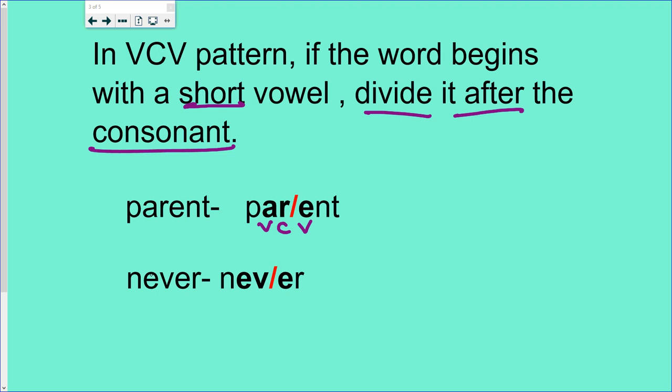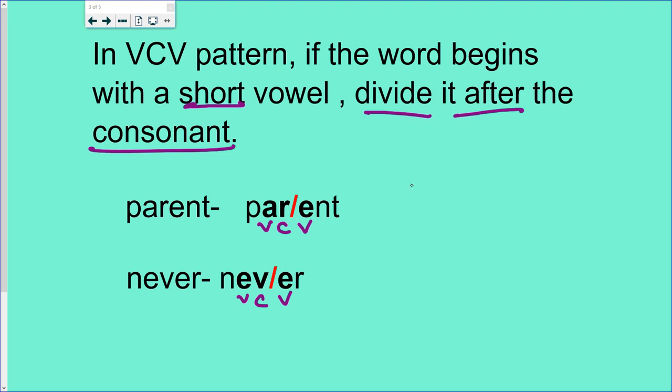Never. We find that vowel, consonant, vowel pattern, and if that first vowel has that short sound, that's hard with the R because it's controlling, but it still is a short vowel sound. It's not nee-ver, it's nev-er. It's not pay-rent, it's par-ent. So if it's not specifically long, then it's short. And we divide it after the consonant if it has a short vowel sound.